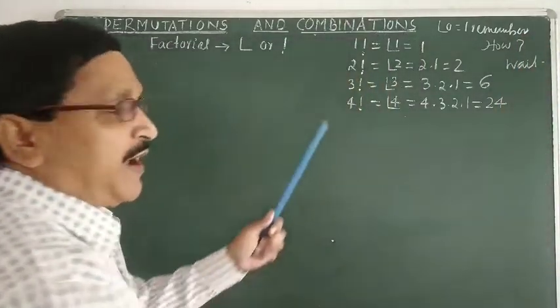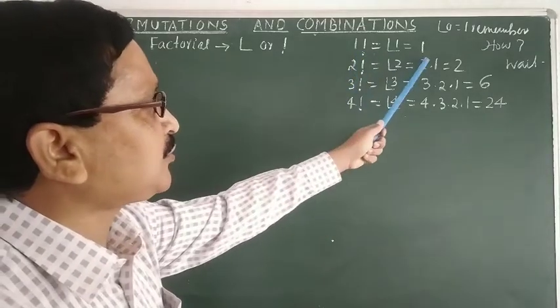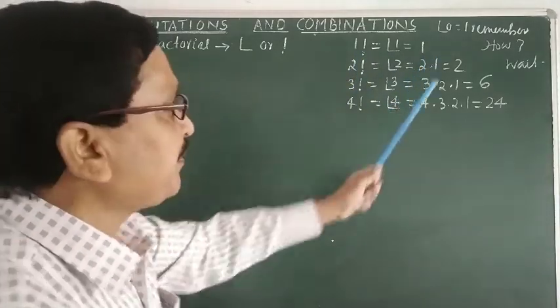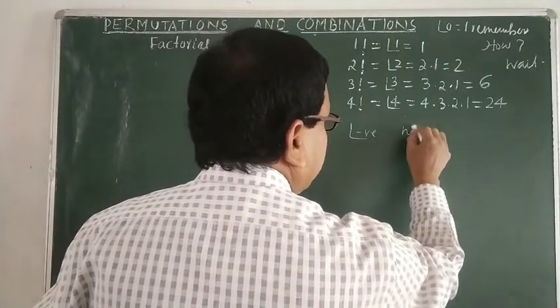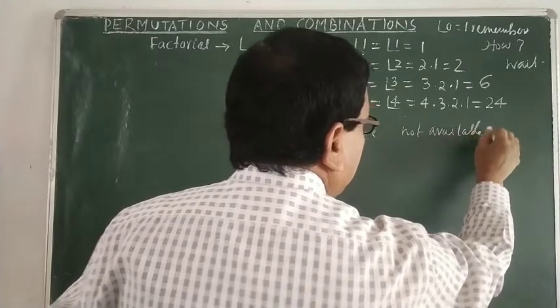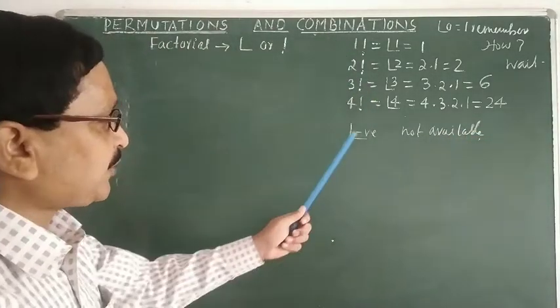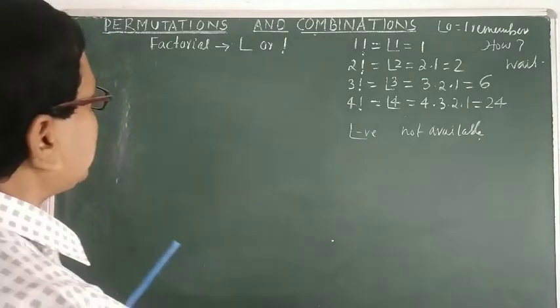The proof of the factorial: 0! is equal to 1. It is surprising. Factorial 1 is also 1, and factorial 0 is also 1. But factorial of a negative number is not defined, not available. So the factorial of a negative number is not possible. Now come to another problem.